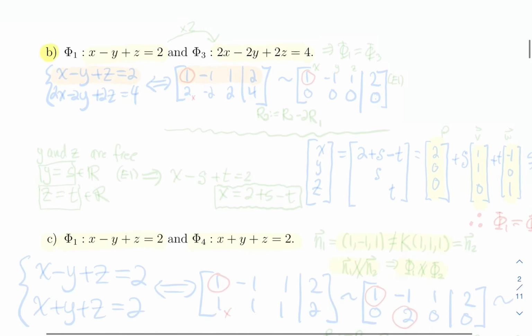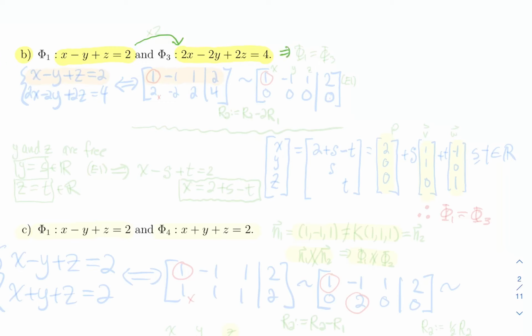Next example, B. So we have the same Phi1, so x minus y plus z is equal to 2. But now the second plane is Phi3, 2x minus 2y plus 2z equal to 4. Of course, just looking at these two equations, you should just see that they're equal, because if you multiply the whole equation by 2, you're going to get the second equation, Phi3. So you can get this second equation just by rescaling it.